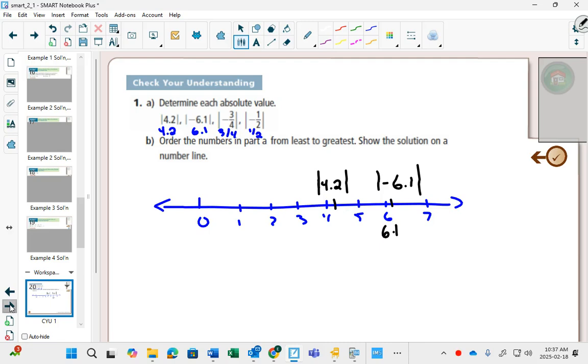Okay? But I just really want to point out with the absolute values that they are positive on your number line. So negative 3/4 is actually 3/4 on your number line. It would be there. And negative 1/2, which is actually half, would be there. So if we ordered these from least to greatest, you would have 1/2, then 3/4, then 4.2, then 6.1. So you can circle questions 3, 4, 7, and 9.